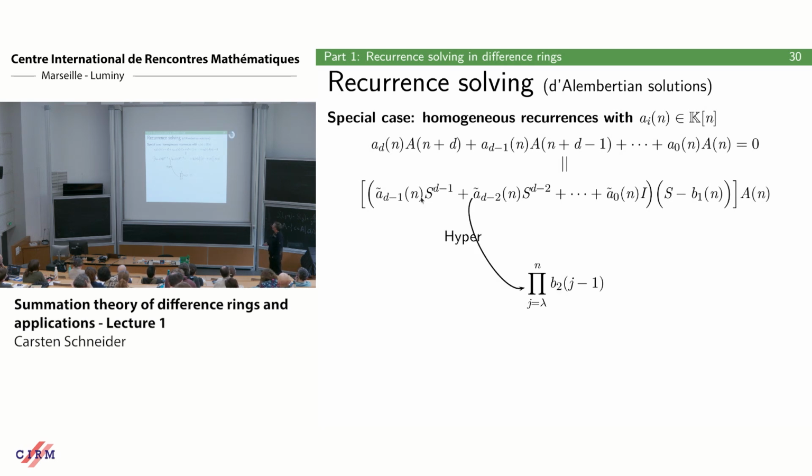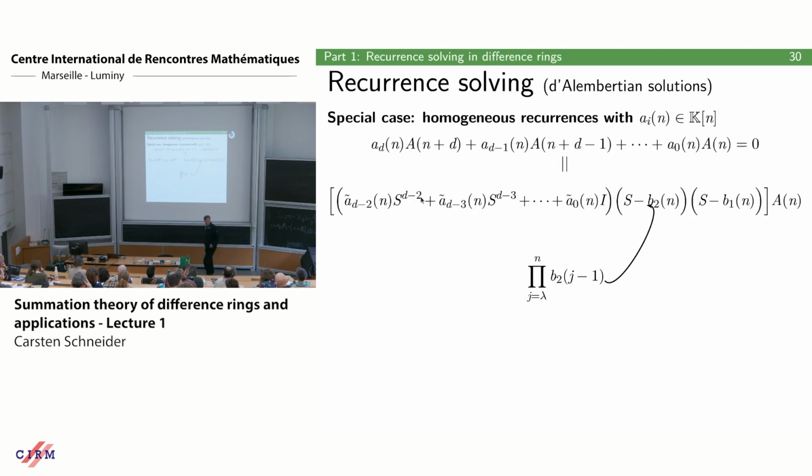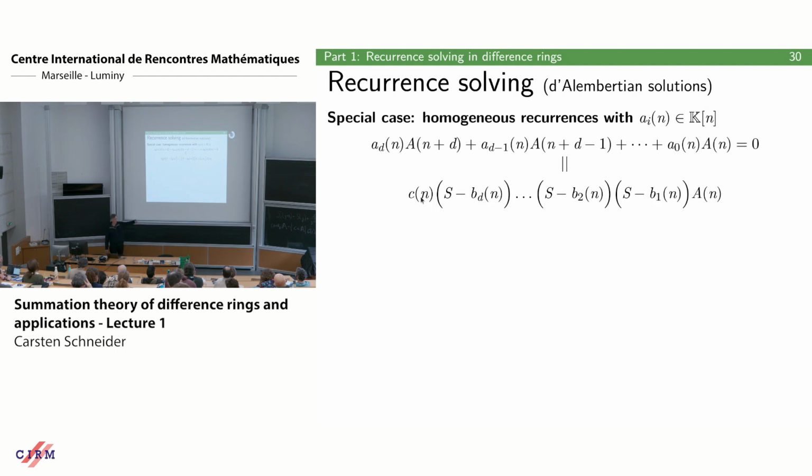And now I repeat this. I apply hyper on that level. I find if I'm successful. If I fail, I have to stop. If I succeed, I find another solution, and I can factor further. I find another factor. And if I'm lucky, I can do this d times. Then I have fully factorized the operator into linear factors.